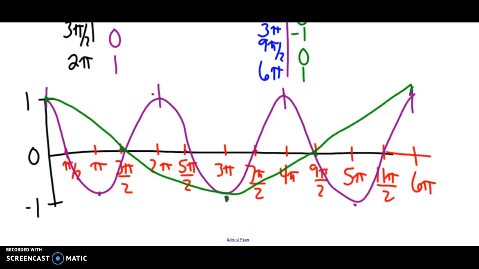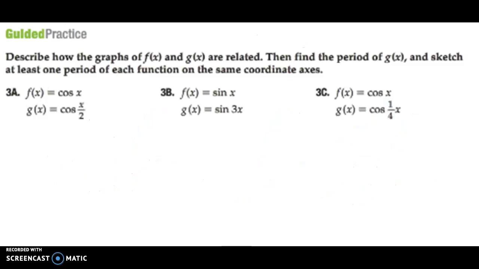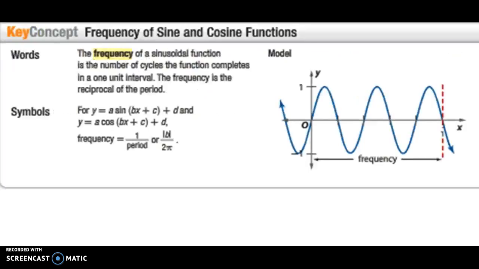So how are they related? They're related because g of x makes 1 period from 0 to 6 pi, but the other one makes 3 periods from 0 to 6 pi. Here's some more examples if you'd like to look at their similarities and differences.